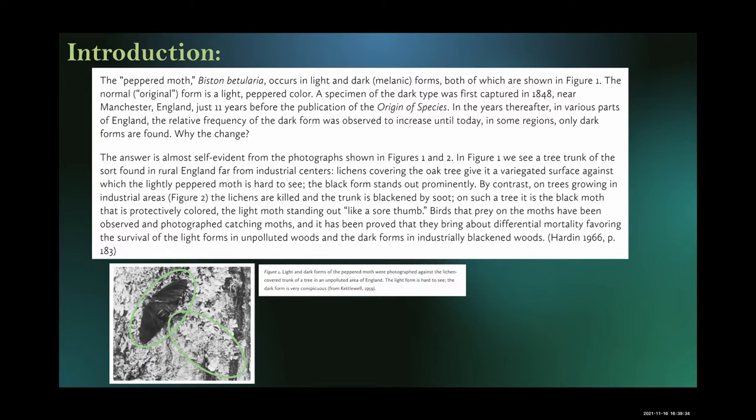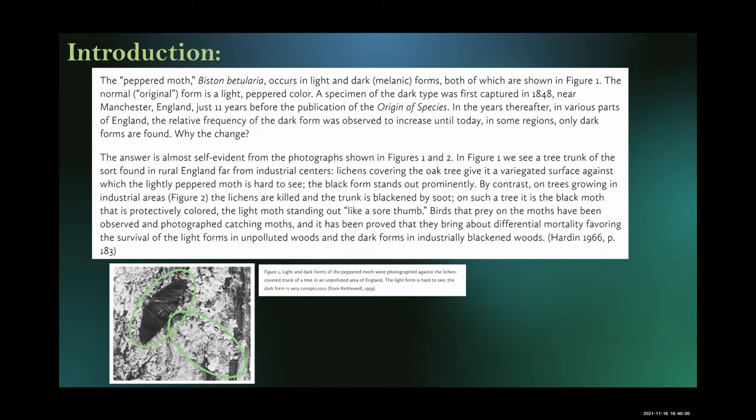The normal original form is a light peppered color. A specimen of the dark type was captured first in 1848 near Manchester, England, just 11 years before the publication of On the Origin of Species by Charles Darwin. In the years thereafter, in various parts of England, the relative frequency of the dark form was observed to increase until today. In some regions, only dark forms are found.